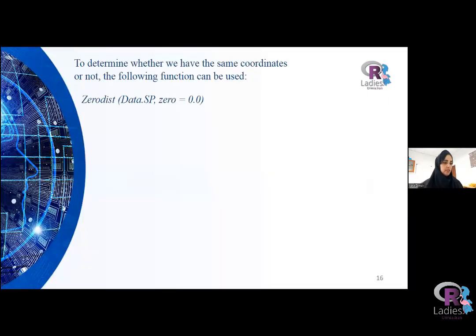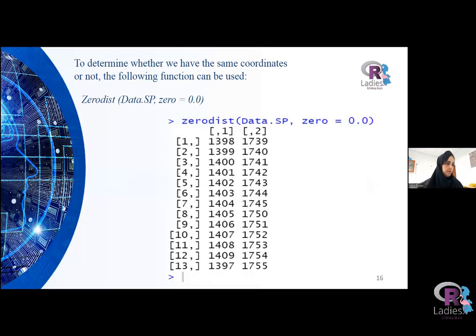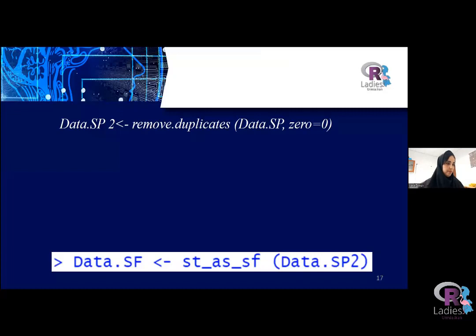After executing this command, the same coordinates were obtained according to the following tables. The SP function must be used with the above command to reach this table. To remove identical coordinates, we have used this command.